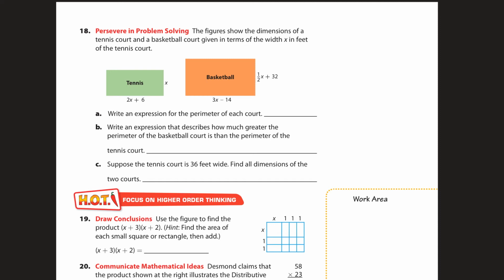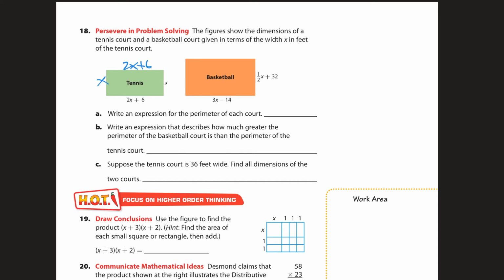Okay, so we're going to persevere in our problem solving. The figures show the dimensions of a tennis court and basketball court given the terms and with x in feet. Let's find an expression for the perimeter of each court. So I would say this side is also 2x plus 6, and this is x.